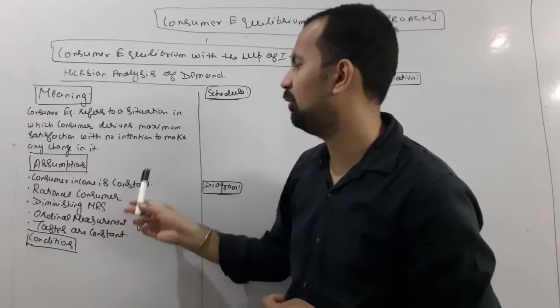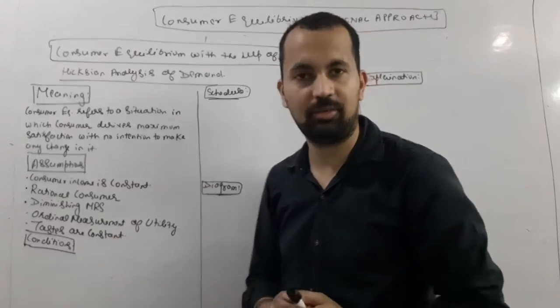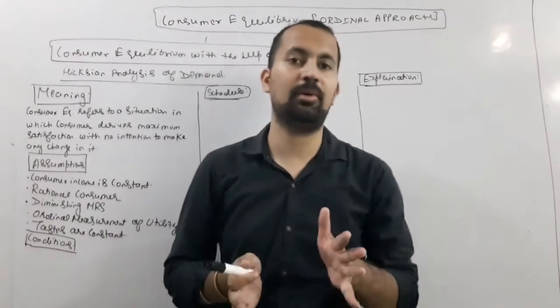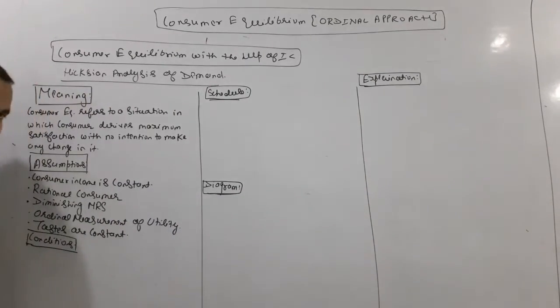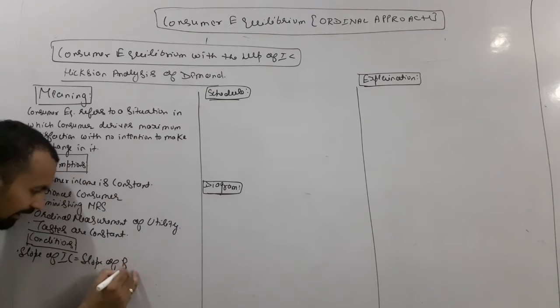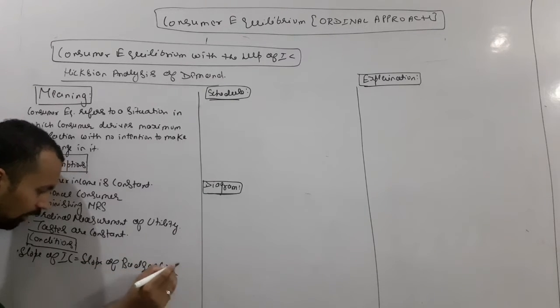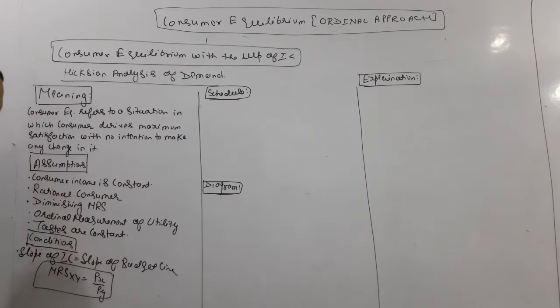Assumptions we have already discussed, that is consumer income is constant, rational consumer, diminishing MRS, ordinal measurement of utility, and prices are constant. Now whenever we discuss the situation of equilibrium, one more head is added, that is conditions. First and foremost condition is slope of IC equals slope of budget line. Slope of IC can be denoted as MRS XY and slope of budget line can be denoted as Px upon Py. Just two things you need to remember: slope of IC is termed as MRS XY, slope of budget line equals Px upon Py.